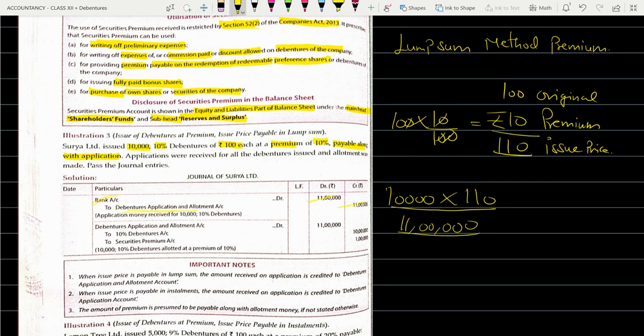Now here in this problem also you can see that one specialty is you don't have the date of issue of the debentures, right? You don't have the date of issue of the debentures. Do we have the date of issue of debentures?